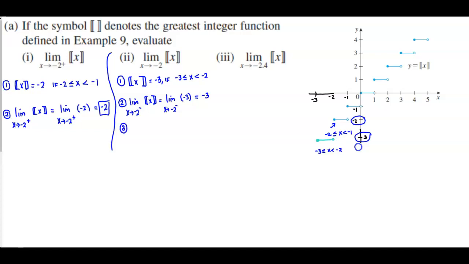Because the limit as x is approaching -2 from the right of the greatest integer function is equal to -2, and the limit as x is approaching -2 from the left of the greatest integer function is equal to -3, we would then say that the limit as x is approaching -2 of the greatest integer function does not exist.